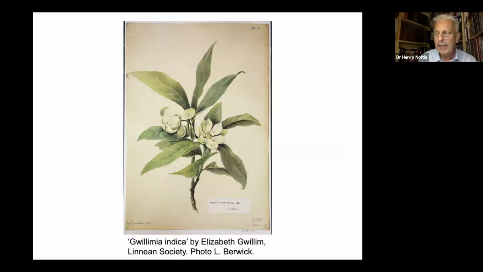On the 24th of August 1805, Elizabeth wrote, "I have drawn the plant Dr. Rottler has done me the honour to call Gwillimia indica. I have given one drawing to Dr. Rottler. It came from Batavia and is there called Sampa solaca, which means milk flower. It is very much like a magnolia plant. I rather think that Dr. Rottler wants this drawing sent to Dr. Smith with the dried specimen."